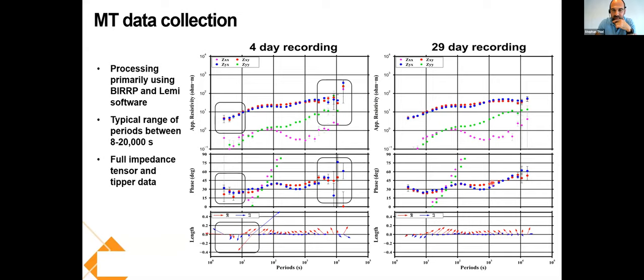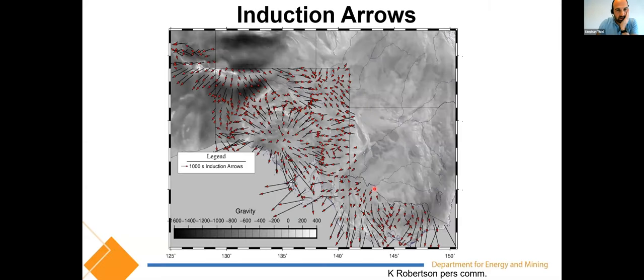So you see apparent resistivity and phases here, and then the tipper down there. So it's actually wonderful data to work with. I'm going to show a little bit of the data now, not for all of the 1,200 sites, but this is something that Kate Robertson put together a couple of years ago, across some data that was available across Victoria and South Australia. And these are the Parkinson induction arrows that are pointing towards conductors. And the length of the arrow is a representation of the strength of the conductivity contrast. So the higher the contrast, the longer the arrow.